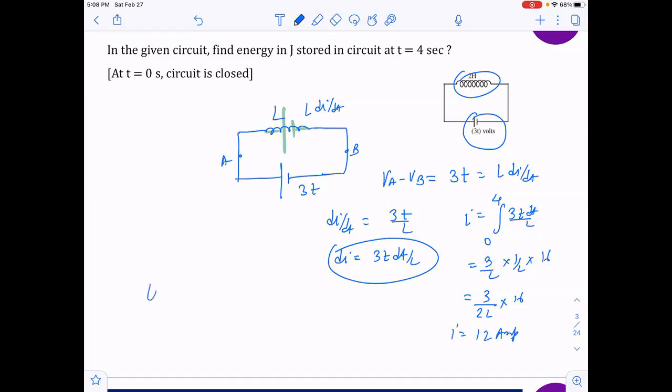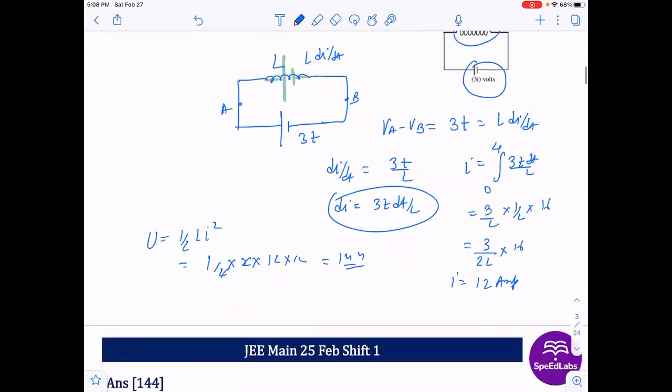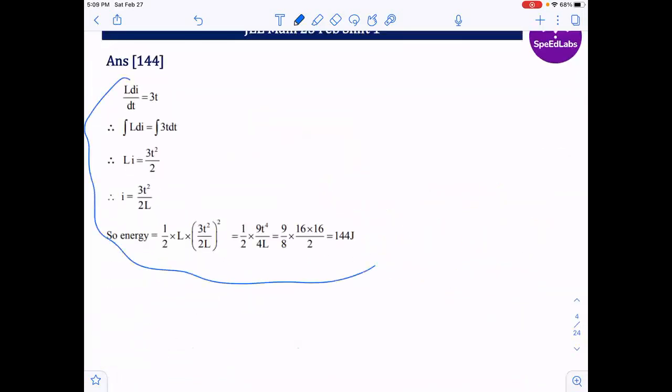Now they want to know the energy stored inside the solenoid at this moment. It is half L i square. Half L is 2 and i is 12 ampere. So 12 into 12 is 144 joule, and that will be the answer. This is the answer in printed form.